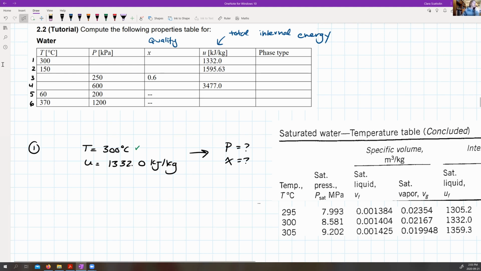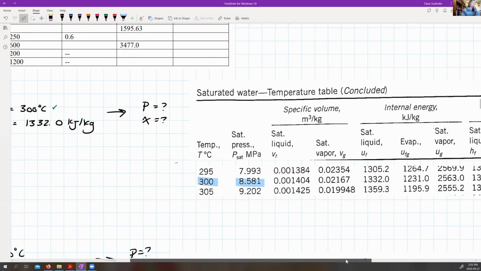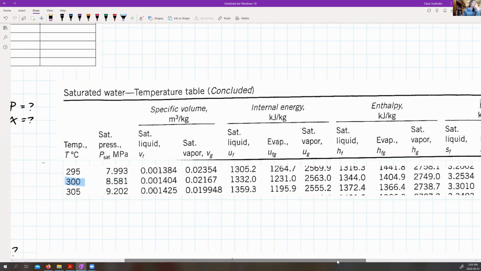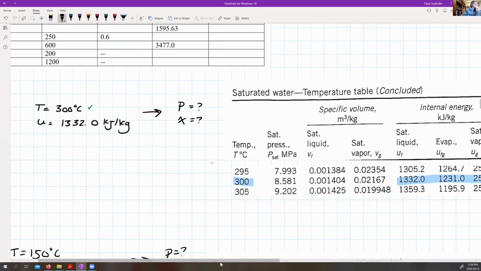Now, we know that we're dealing with water here. There's another question about the refrigerant, and we'll discuss it after. So if I look at my table here, my 300 line is here, temperature, pressure. My knowns are temperature and U. So I'm going to look at my values of U, these three here. And what you'll notice is that U is equal to UF.